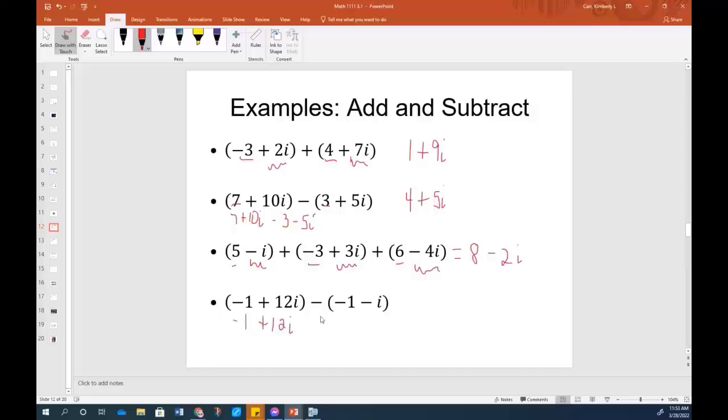Again, because it's got the minus in between, a lot of times you're better off to distribute, because then you can see that that minus the negative makes it a plus, and minus the negative is going to make that a plus. You don't have to do that if you can keep that straight, but -1 plus 1 on our real terms are going to go away, and then 12i plus i is 13i. So that's add and subtract.